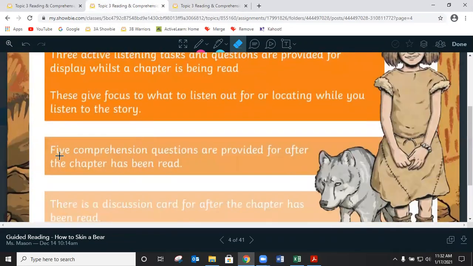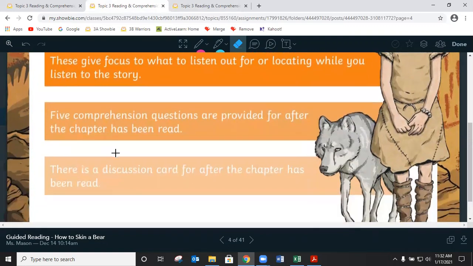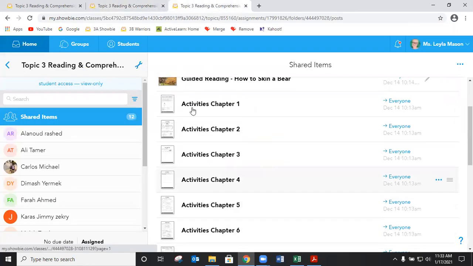We will also have 5 comprehension questions after the chapter, and these we will discuss together in class. We will also have a discussion card for after the chapter. We will then also have the optional homework activities that you're able to do.